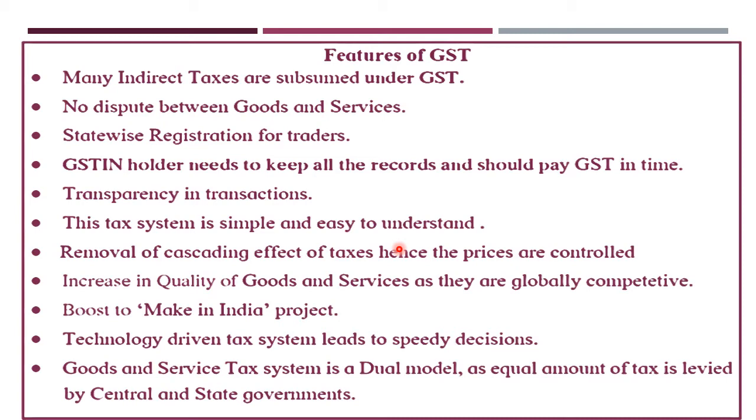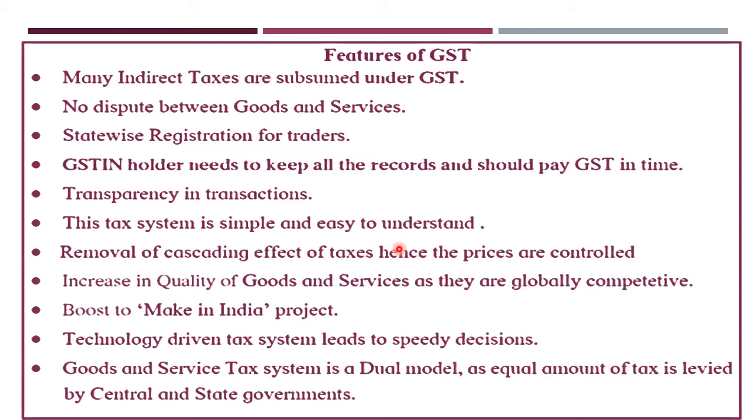Next, removal of the cascading effect of tax, hence the prices are controlled. Before, when there were different types of taxes for different products or services, the prices of the products or services were affected heavily by increases or decreases in taxes. And when the tax was increased, the shopkeeper or business holder could charge high prices in that name.